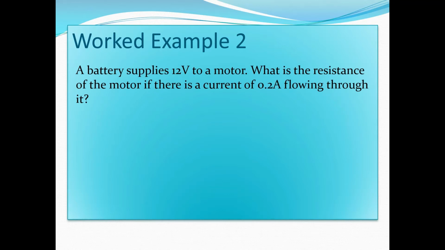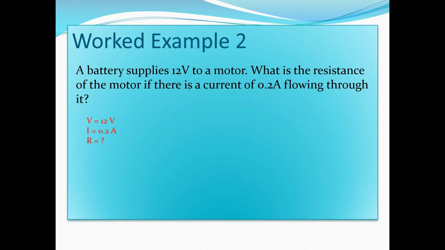So our second example. A battery supplies 12 volts to a motor. What is the resistance of the motor if there is a current of 0.2 amps flowing through it? This is sort of a situation I was talking about before, where we know the voltage is a constant steady voltage coming from a power supply. So once again, we're going to write down what we have and what we're trying to find out. So we have the voltage, that's 12 volts. We have the current, that's 0.2 amps. We don't know the resistance. That's what we're being asked to find out.